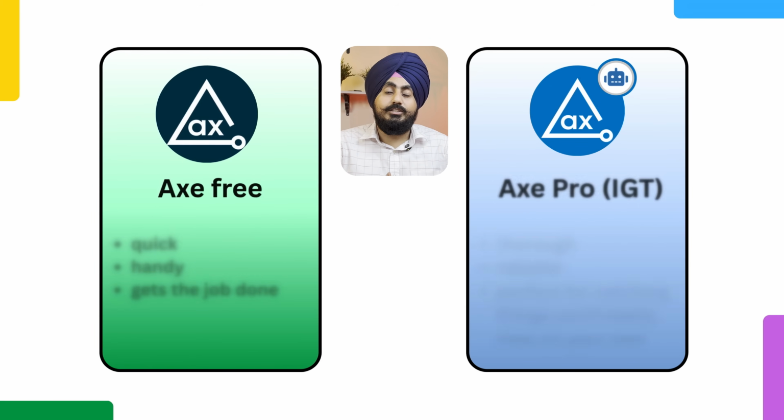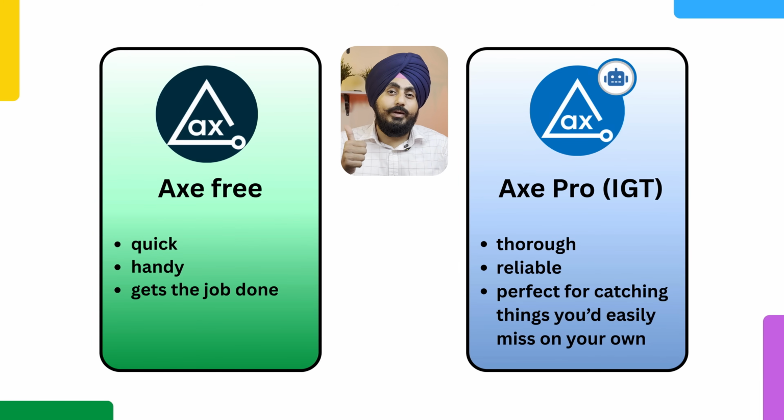So here's the crux of the video. X free version is like a flashlight. Quick, handy, and gets the job done. X Pro with IGT is like a full inspection crew. Thorough, reliable, and perfect for catching things you would easily miss on your own.